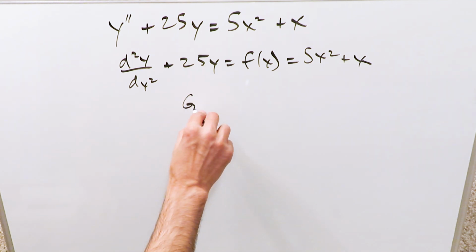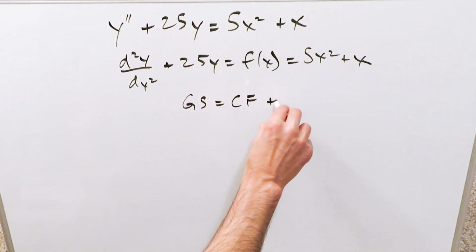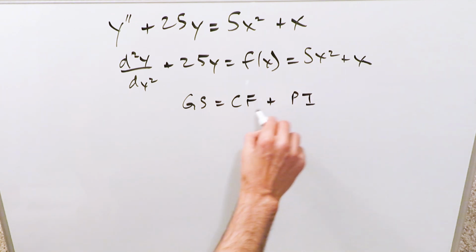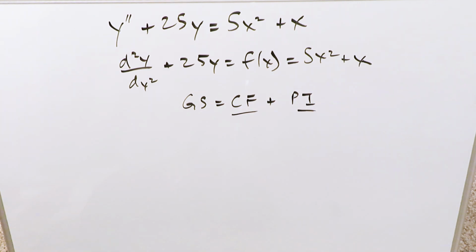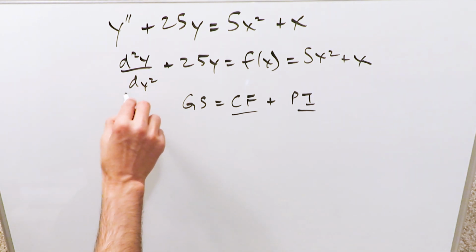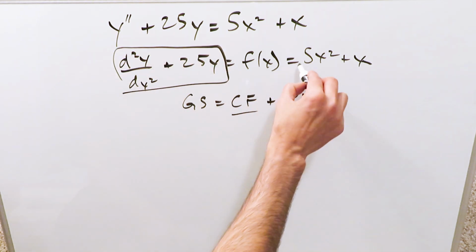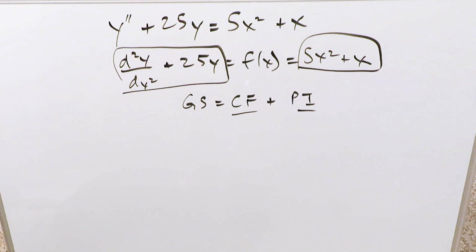You have a certain general solution that is made up of a complementary function plus a particular integral. We have to determine both of these, then marry up the answers to get our general solution. You're going to look at the left hand side to determine your complementary function. You're going to look at the right hand side to determine your particular integral.